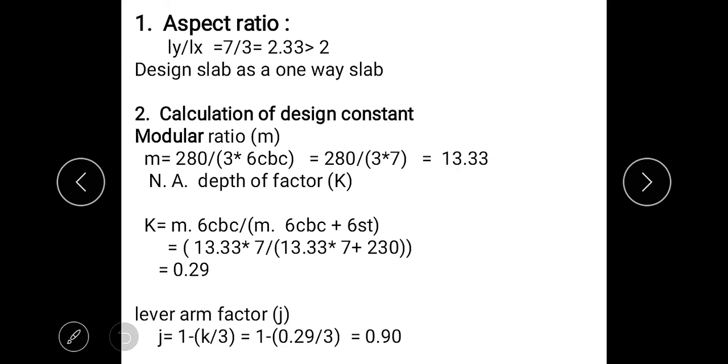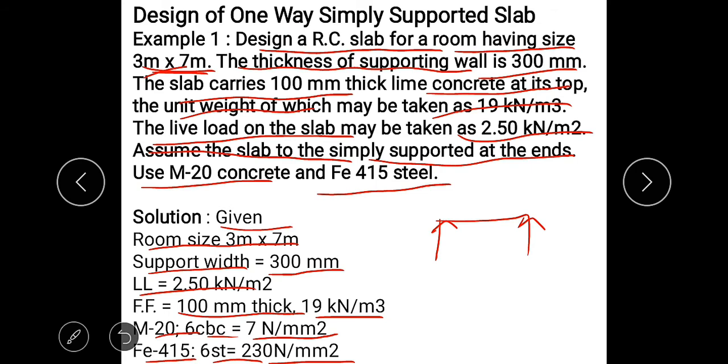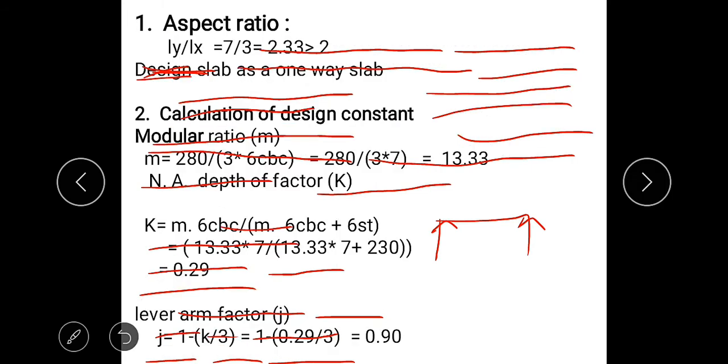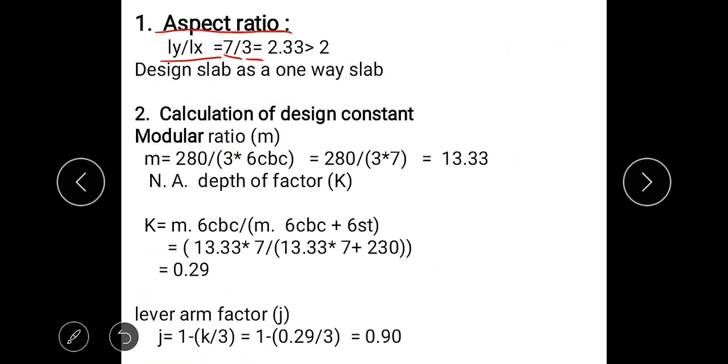Now, in the first step we have to calculate the aspect ratio, meaning we check whether the slab is a one-way or two-way slab. So the Ly by Lx ratio: Ly is 7 and Lx is 3, the room dimensions given. Ly means the length of the longer side divided by the length of the shorter side.